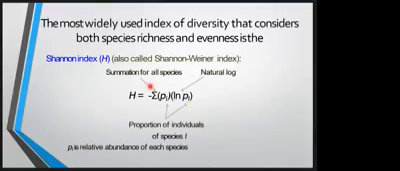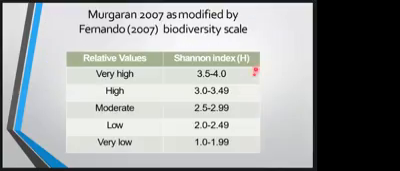Okay, so P1 is the relative abundance of each species. So kung usa ka daghan ng iyang species, summation na siya, then imo din siya i-inverse log. Inverse log. So that's it. As modified by Fernando, this is the biodiversity scale.